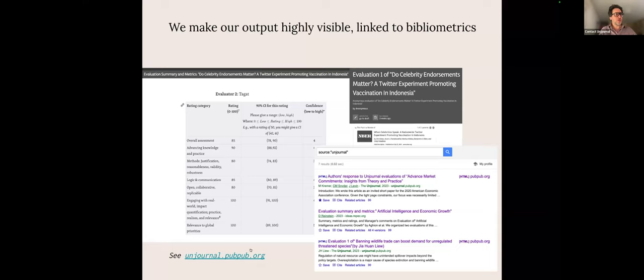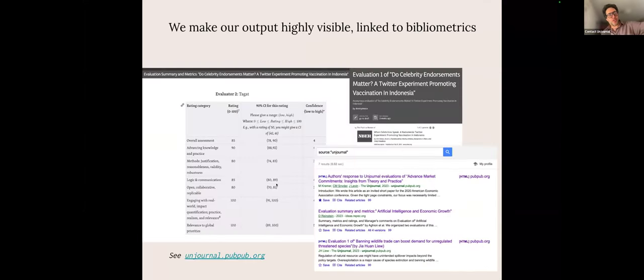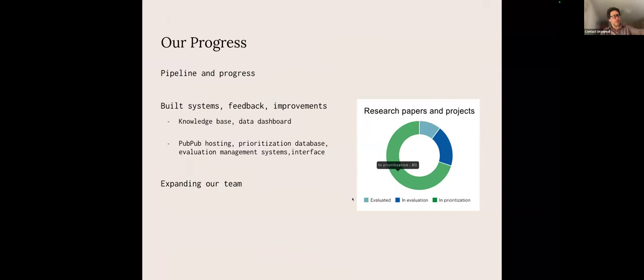Here's how we display some of our output, some of the ratings, and also the content, at unjournal.pubpub.org, which is passing to Google Scholar and other places. We're working on that connection, but it's happening.